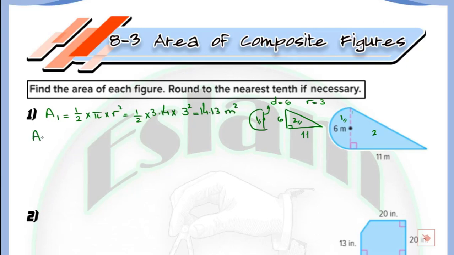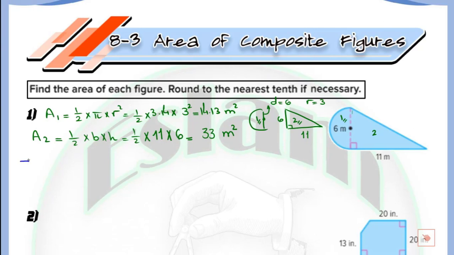Now we need to find the area of number 2. Area of number 2 is a triangle. The area of the triangle is equal to half multiplied by the length of the base multiplied by the height. That's half times the length of the base, which equals 11, times the length of the height, which equals 6. By multiplying, you will find that the answer will be 33 squared meter.